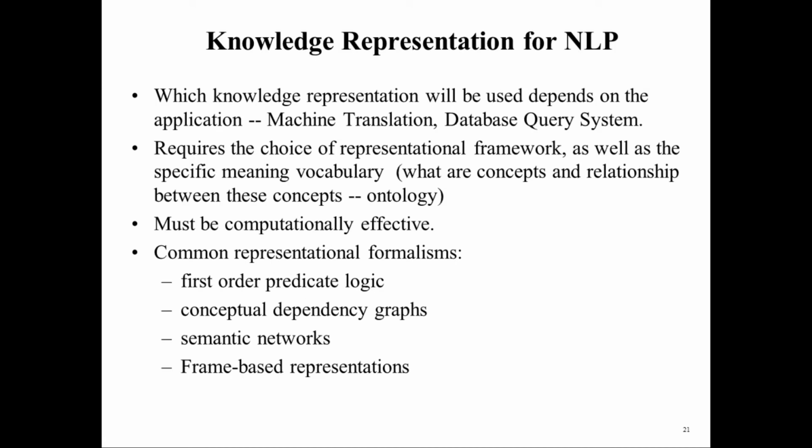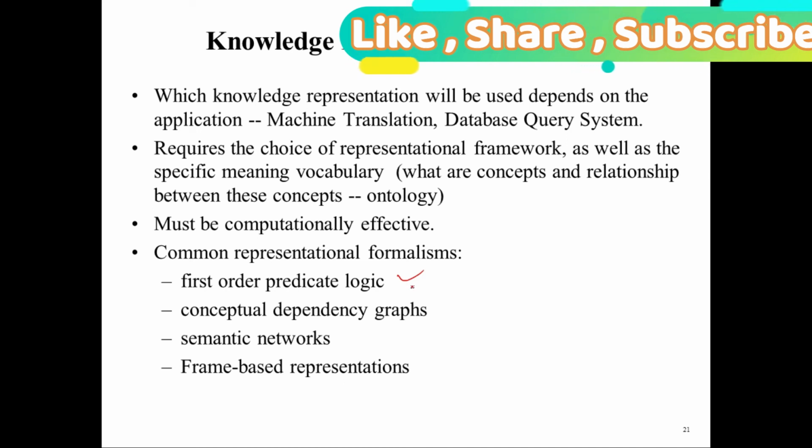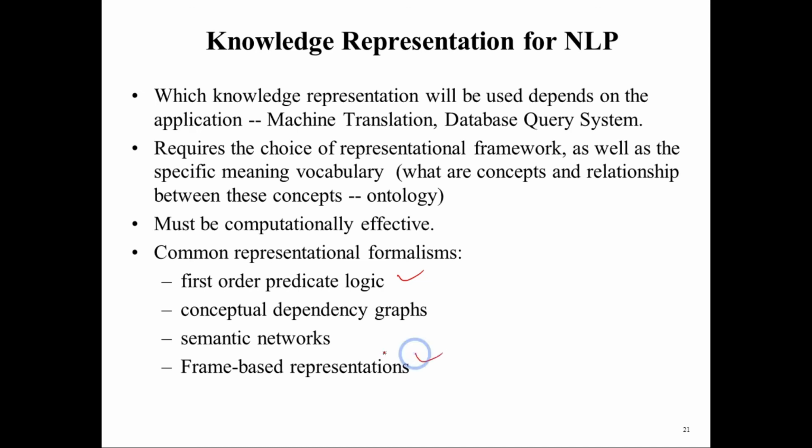Then knowledge representation for NLP. Which knowledge representation will be used depends upon the machine translation or database query system. So it requires the choice of representational framework as well as the specific meaning vocabulary. So knowledge representation for NLP must be represented in a convenient way so that the machine can understand it better. This can be done with the help of FOL, that is predicate or propositional logic, that we already learned in the last video, and also frame representation and semantic networks. These are the ways knowledge can be represented for NLP.